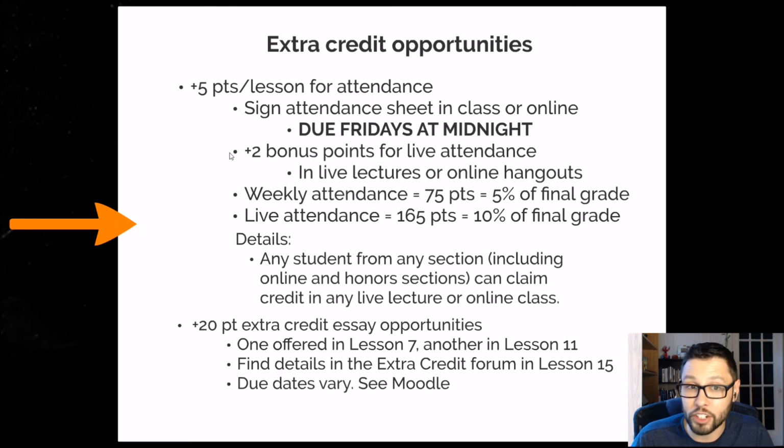I'll also give bonus credit, 2 points bonus credit for live attendance, either in class or during the hangout when it happens. So if you show up on Mondays during the hangout, you'll get 2 additional points. Or if you show up to any class and sign the sign-in sheet that goes around class, you will also get 2 additional credit points, in addition to the 5 points every week. So weekly attendance, you can earn up to 75 points. If you would also do the live attendance, you can earn up to 165 points. That's 10% of your grade. That's a lot of points that you can earn.